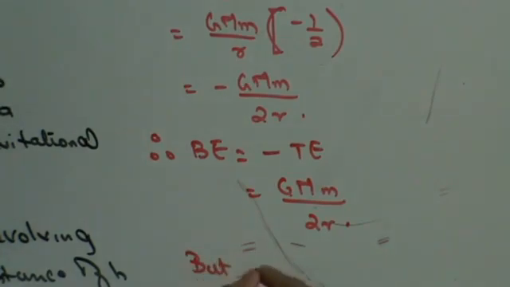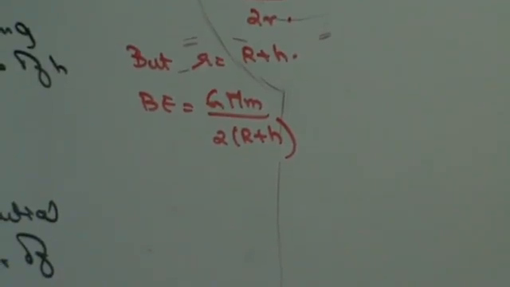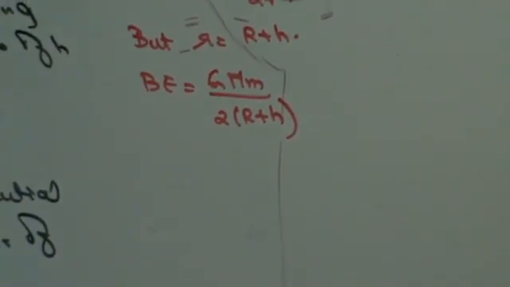But r is equal to R plus h. Therefore binding energy is GMm upon 2 times R plus h. That is the binding energy possessed by a satellite revolving at a height h above the earth's surface.